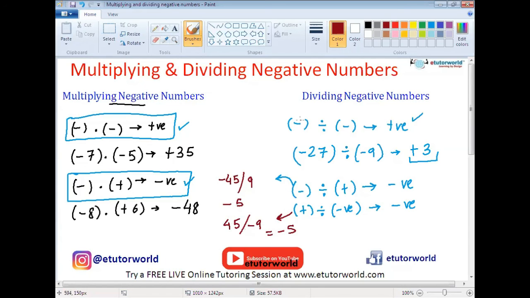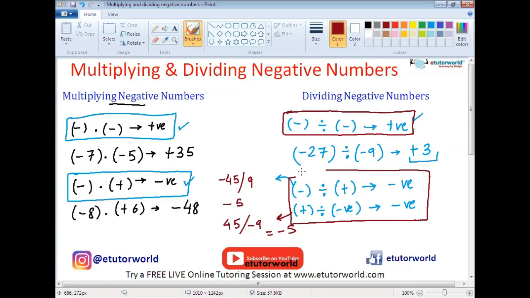Here also, when we are dividing negative numbers, we have two cases. Negative divided by negative is always positive. Negative divided by positive is negative, whereas positive divided by negative is also negative. I hope this confusion will be no longer there now. Thank you.